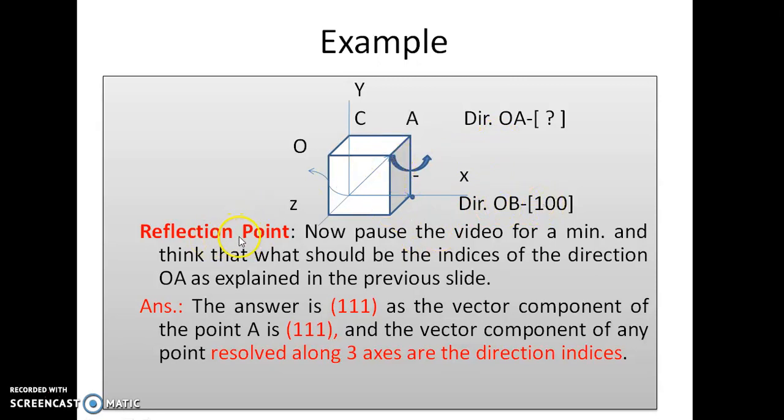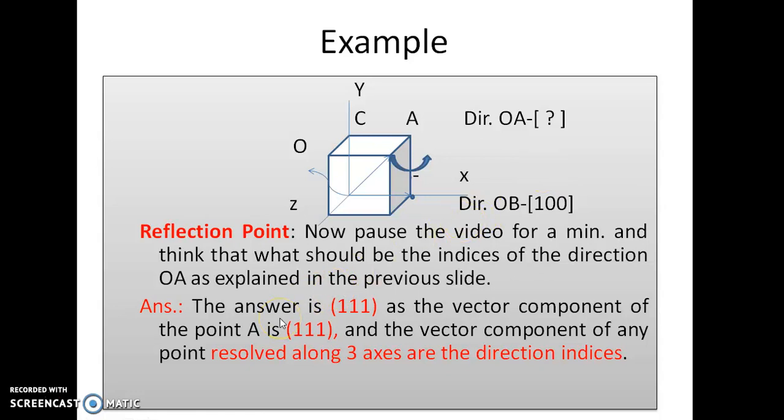Now you can pause the video for a minute and think about what the indices of the direction OA should be, as explained in the previous slide.